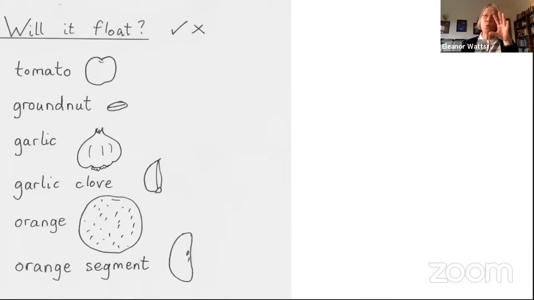And teachers, wherever you are, and I know you're all over India, please will you just note down on your paper whether you think the tomato, groundnut, and so on, whether they will float. And just put a tick or a cross beside them so you don't waste too much time. And let's do it one by one.